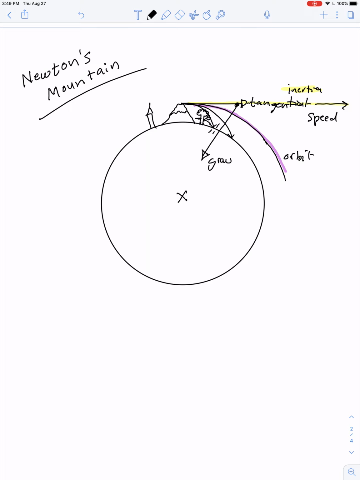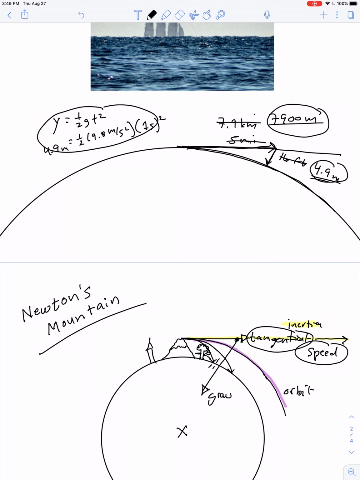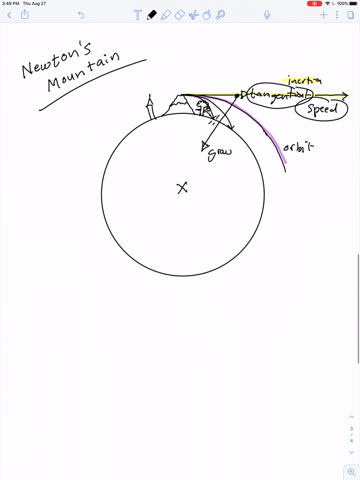So how fast exactly does something have to be projected tangentially? What does that tangential speed have to be? It has to be 7,900 meters per second. And then the object will have a combined desire to go in a straight line.